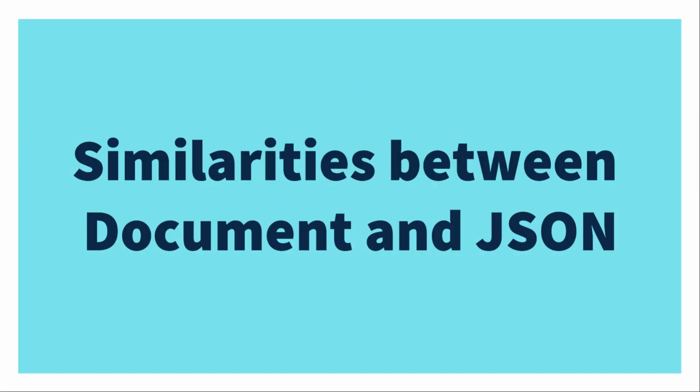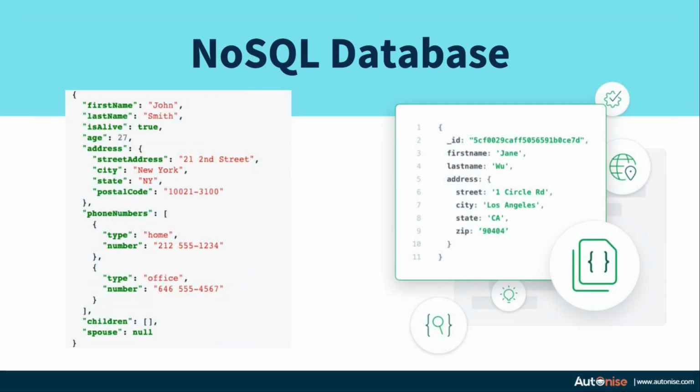So let's have a look at the similarities between a document and a JSON. If you have a look on the right hand side, we have the MongoDB document, and on the left hand side we have a JSON. If you look at it, there does not seem to be much difference, and you can keep on storing the key value pairs inside a JSON as well as a MongoDB document. There are some subtle differences between these two types, the JSON and the MongoDB document. So let's focus on the small differences.